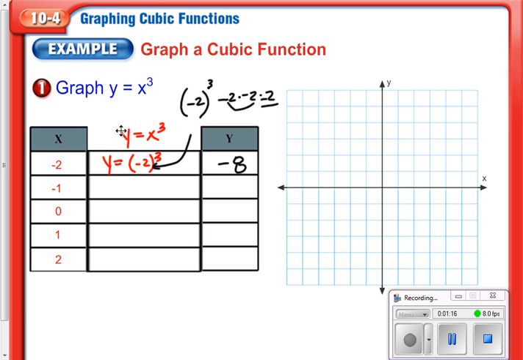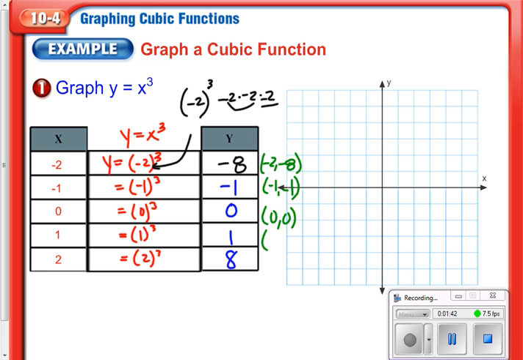I'm going to go ahead and have you fill in the rest of the table, and we'll figure out the values there for y. There's what it looks like when my table's filled in. Go ahead and solve and find out the values. Here we get -1, 0, 1, and 8. Next, go ahead and write them as ordered pairs. So we have -2, -8, -1, -1, 0, 0, 1, 1, and 2, 8.